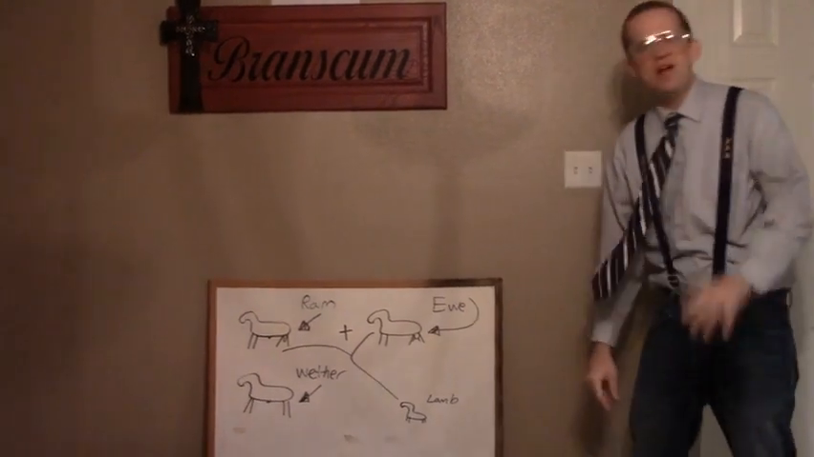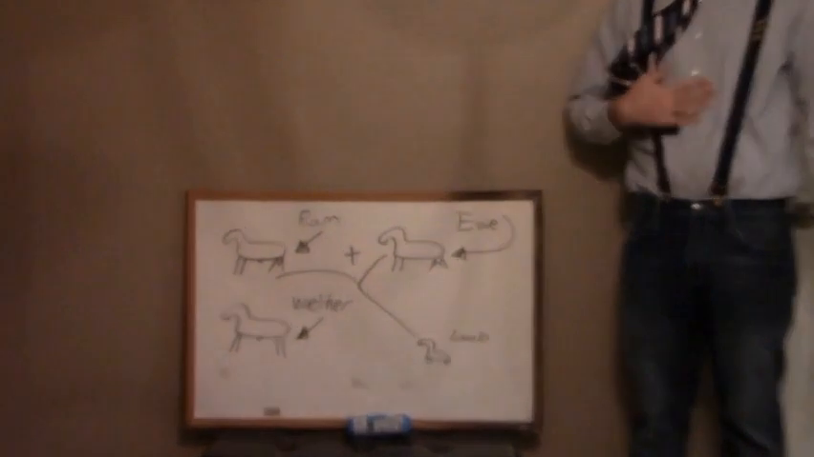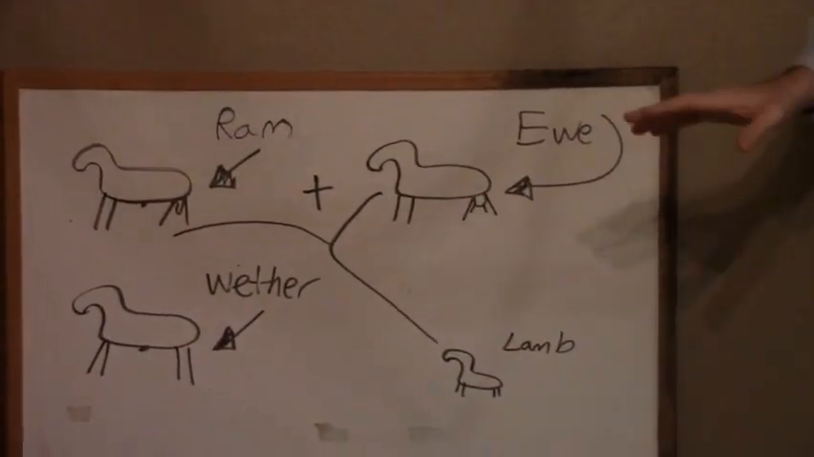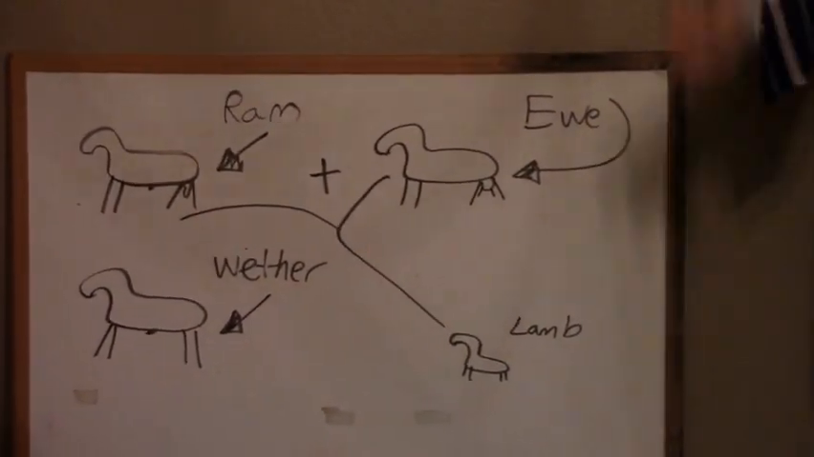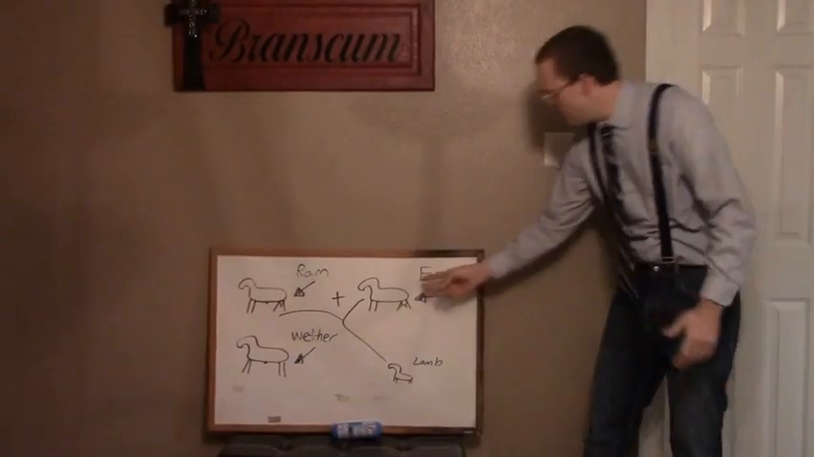Let's move on to the female. A female is a ewe. So if I look underneath their belly, it's nice and smooth. Nice and smooth. There is no sheath because they're females. If I look behind them, I'm going to see two openings because that is the vulva and the anus. So we have those two right there.